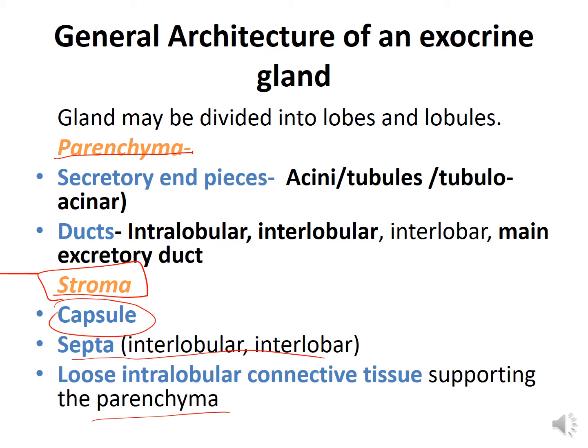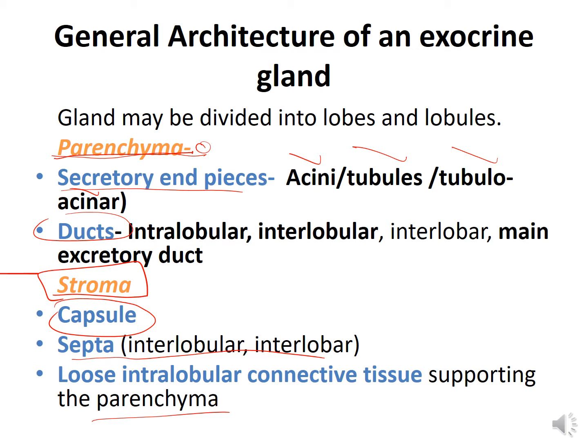Now the parenchyma, the secretory part, consists of secretory end pieces, that is in the form of acini or the tubules or the tubulo-acinar both. So what is acini or tubule or the tubulo-acinar, we will study in the next coming slide. So number 2 part is the ducts. Because it is an exocrine gland, the secretions are poured into ducts.